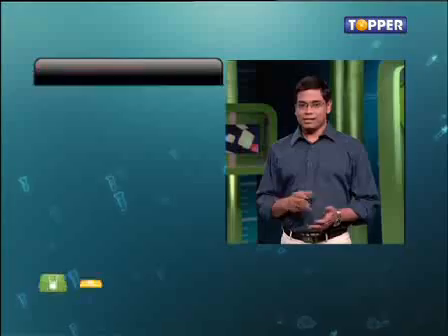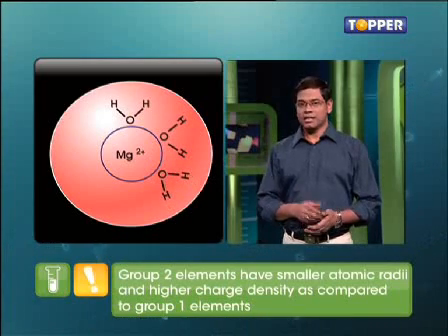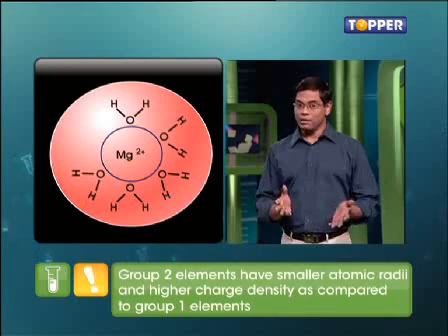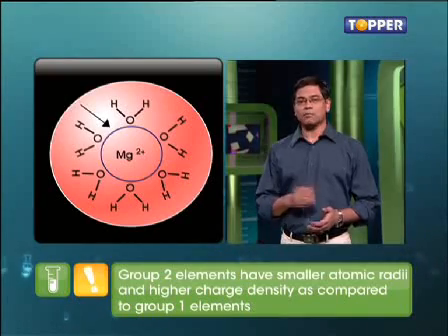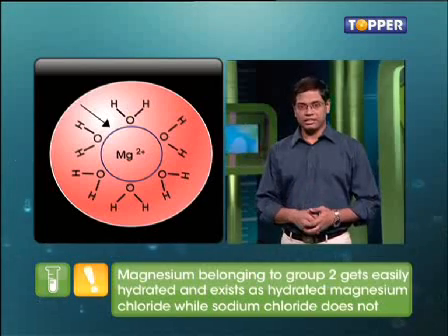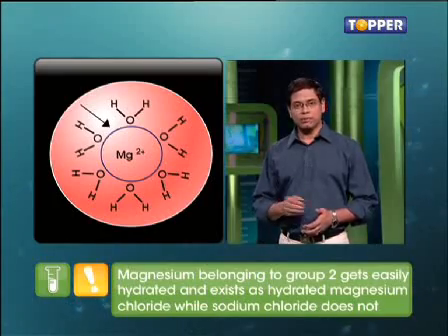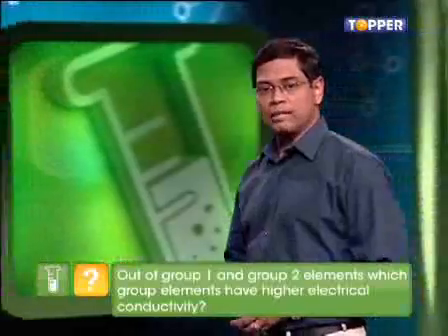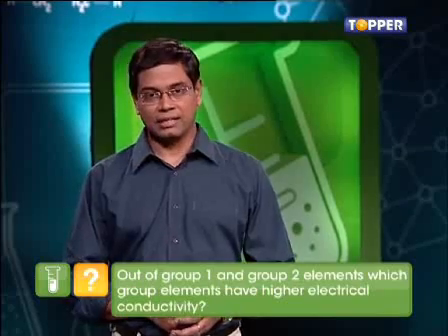That's a very good question. See, group 2 elements have smaller atomic radii and higher charge density compared to group 1 elements. And you all know, higher the charge density, higher is the ability of cations to attract water molecules. So, magnesium belonging to group 2 easily gets hydrated and exists as hydrated magnesium chloride while sodium chloride does not. I hope that answered your question. But now I have a question to ask you. Out of group 1 and group 2 elements, which group elements have higher electrical conductivity?